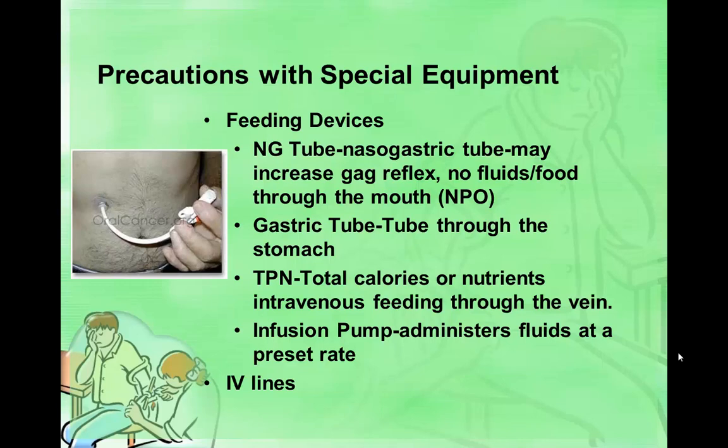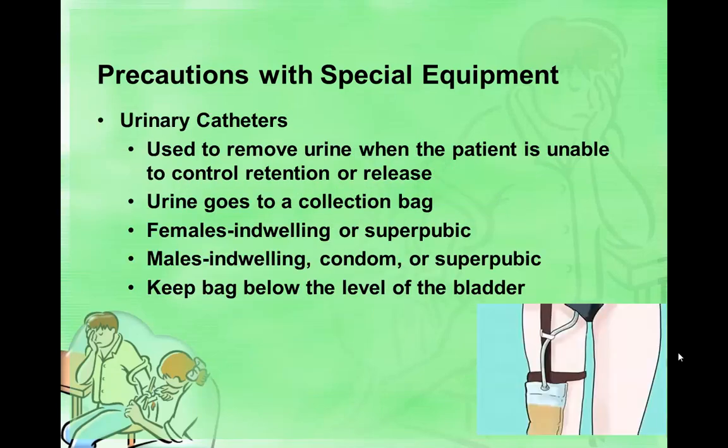A gastric tube, which is the picture that's on your screen, is a tube that goes directly to the stomach. If a patient is on an NG tube for a long period of time, they're going to switch it out to a gastric tube so it's much more comfortable for the patient. TPN, or total parenteral nutrition, is intravenous feeding through the vein, which would be connected to an infusion pump of some sort, which administers fluids at a preset rate. An IV line can also be attached to an infusion pump to administer the fluids to a patient.